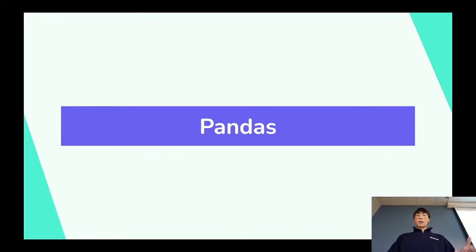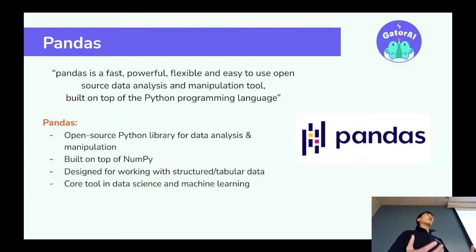So NumPy, right, is about numerical computing. Pandas is all about data analysis, storing your data, and being able to query your data in efficient ways, right? So Pandas describes itself as a fast, powerful, flexible, and easy to use open source data analysis and manipulation tool. And of course, it's built on top of the Python programming language, which is why we included it here. So it's an open source Python library for data analysis and manipulation.